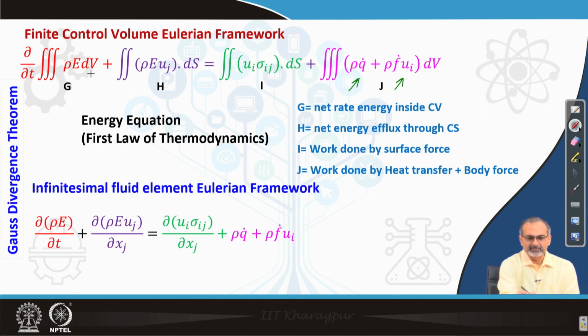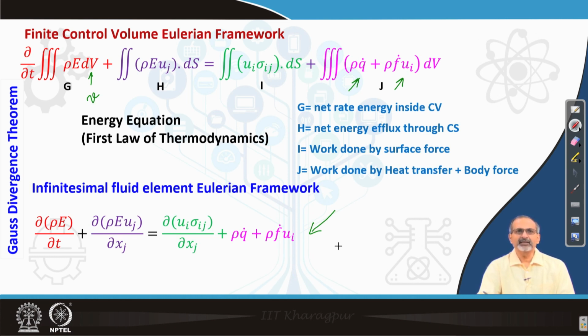Again remember that these capital V's are to be interpreted in the sense of volume integrals, and from a finite control volume Eulerian framework, if you move to an infinitesimal fluid element Eulerian framework, then the equation changes to a differential form. Instead of integrals you will see derivatives over here, and in both the forms you have indices being represented. So, you will have to recall the discussion that we had earlier on index notation, which has to be carefully applied term by term to understand the interpretation.